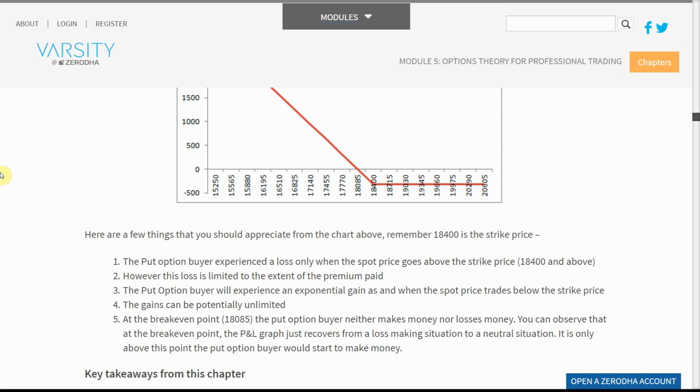Key takeaways from this chapter. Buy a put option when you are bearish about the prospects of the underlying. In other words, a put option buyer is profitable only when the underlying declines in value. The intrinsic value calculation of a put option is slightly different when compared to the intrinsic value calculation of a call option. A put option's intrinsic value equals strike price - spot price.